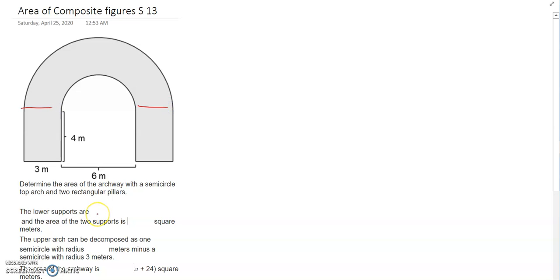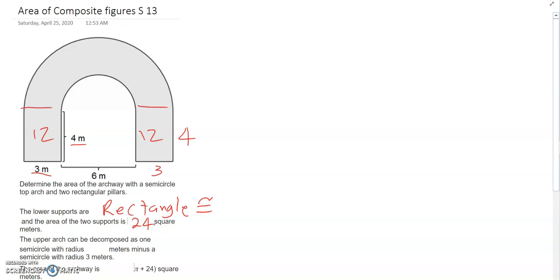So let's start with the lower supports are rectangles, congruent rectangles, I guess, because they do have the same dimensions. So congruent rectangle. The area of the 2 supports, so 3 times 4, base times height is 12, and 12, so add those together, we get 24.